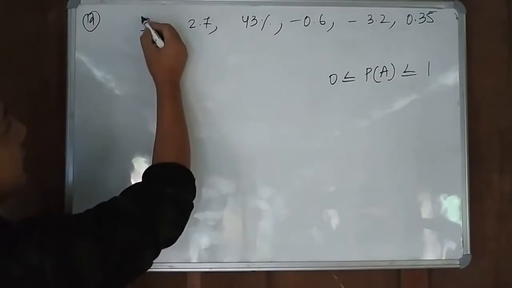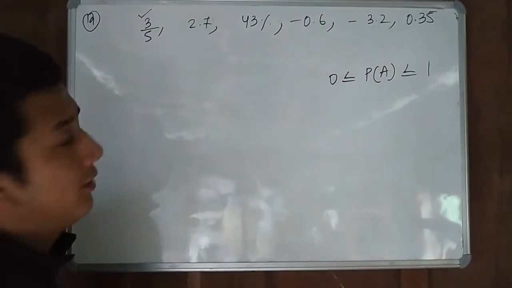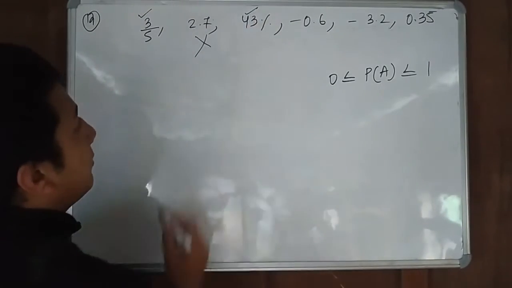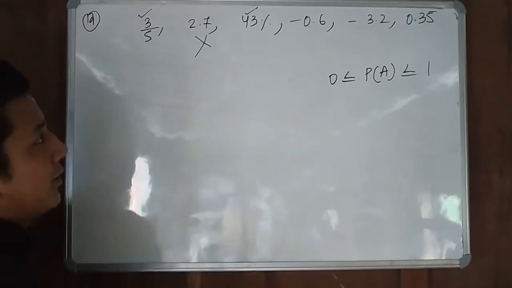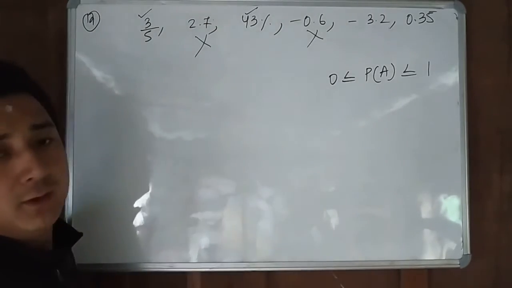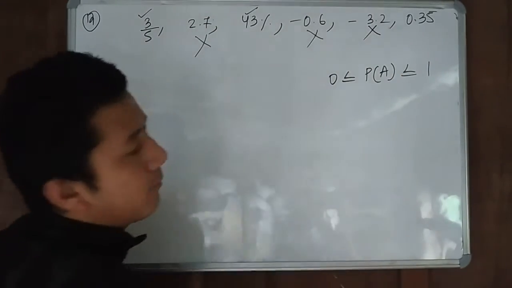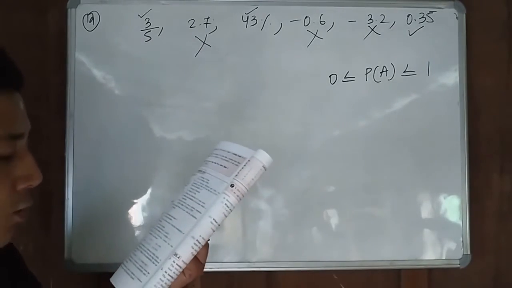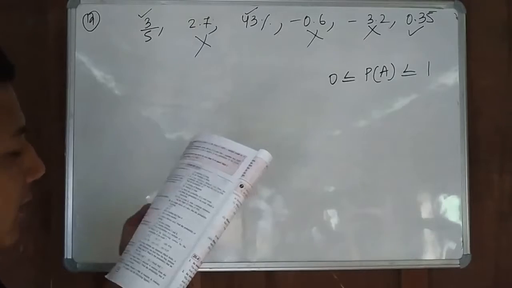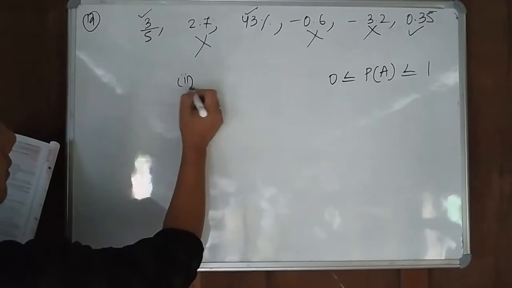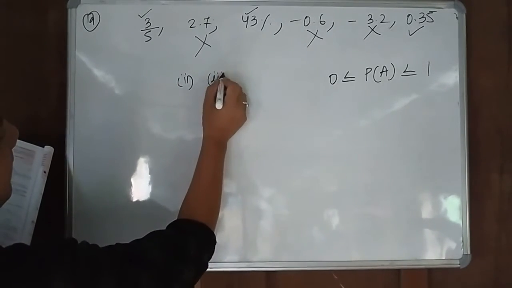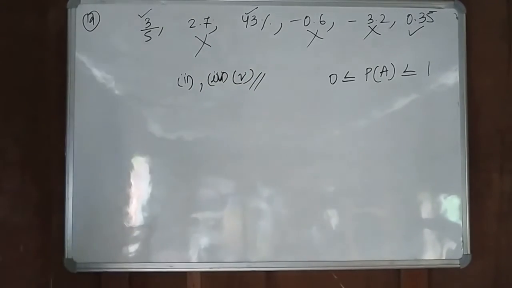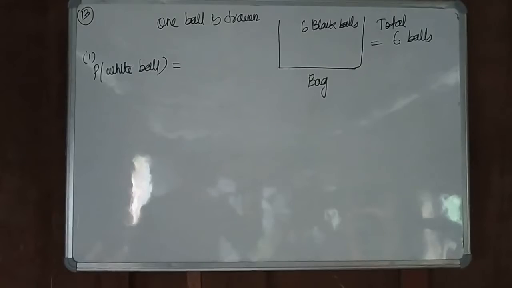So first of all, this one cannot be, because it is greater than 1. This is possible because 43/100 is a fraction. Negative is not possible, minus 3.2 is not possible, and this one is possible. So hence the ones which are not probabilities of any event are number 2, number 4, and number 5. Okay, so these are your answers. So please note it down.